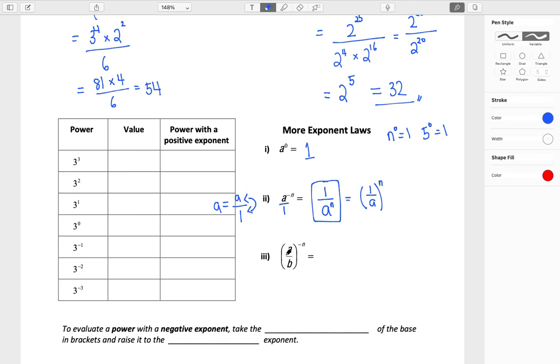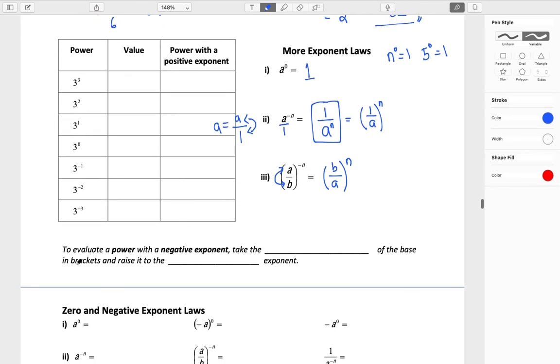So then next, if I have a fraction with a negative exponent, same thing. We're going to flip it. So if I flip it, it becomes b over a, and the exponent will now become positive n. Okay, so these are the 3 rules that you must memorize. So to evaluate, in summary, a power with a negative exponent, you're going to take the reciprocal, so it means you're going to flip the base in brackets and raise it to the positive exponent. Turn it into positive. Okay.